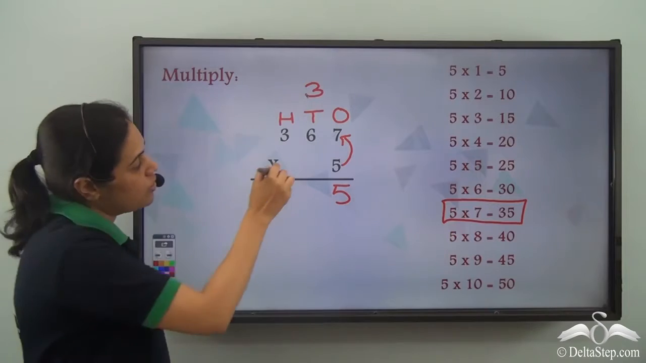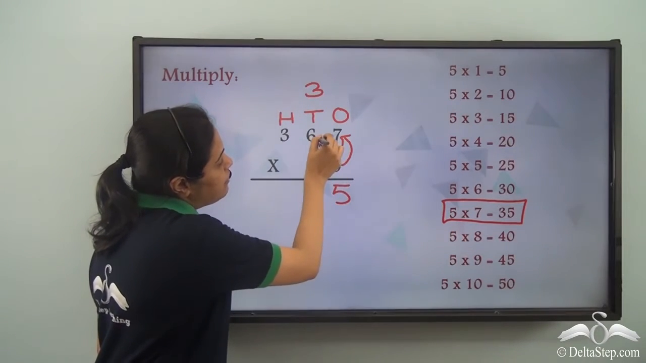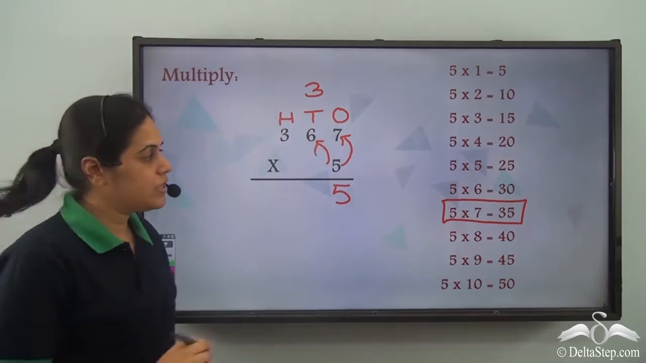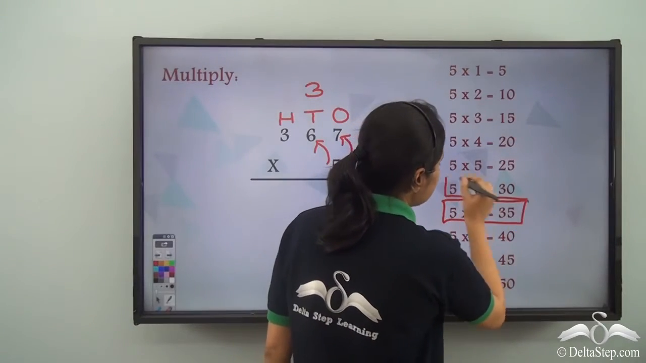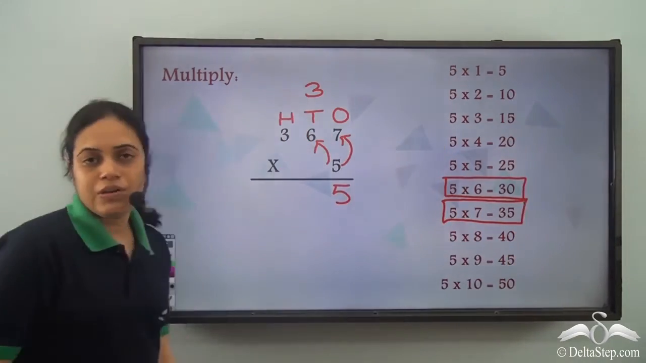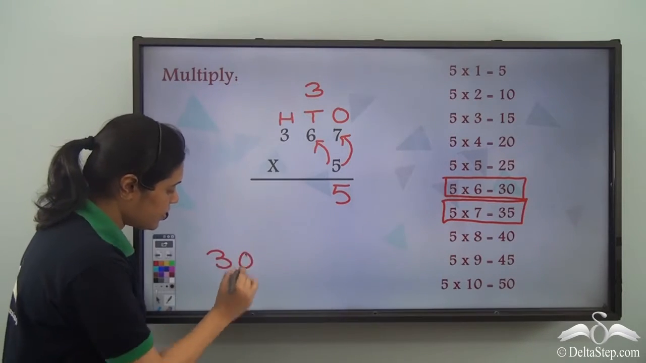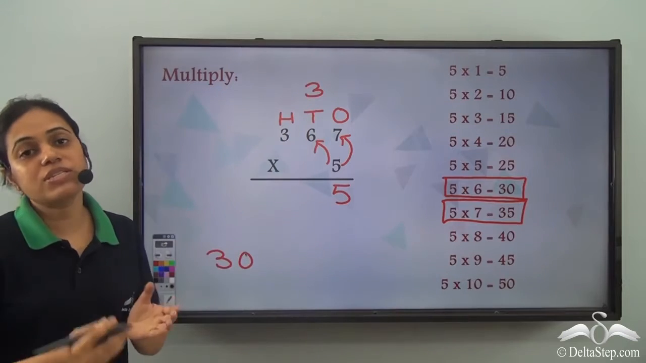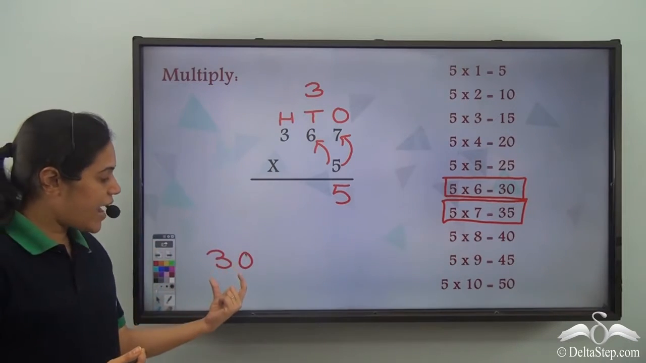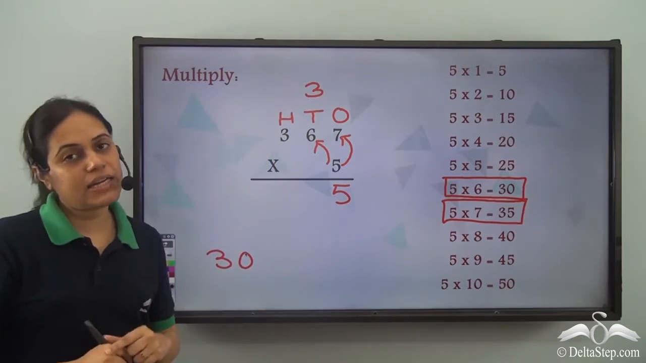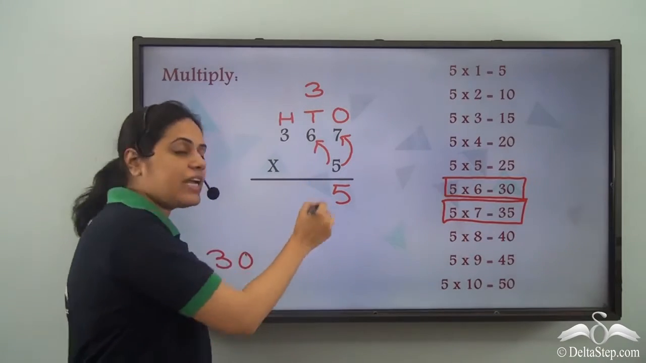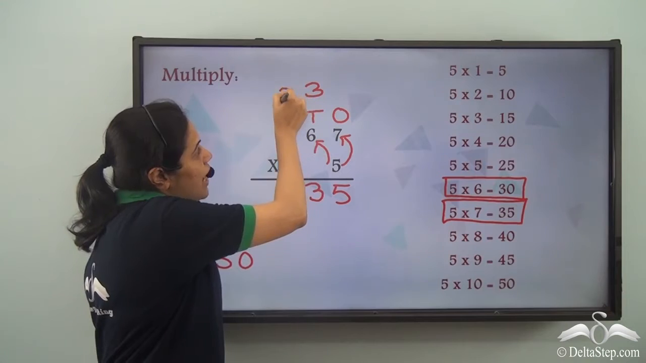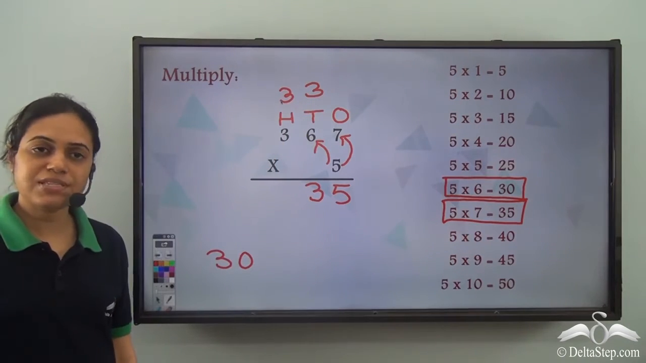Now what do I do? I multiply 5 by 6, which is the digit in the tens place. Now 5 into 6 is 30. And to this 30, I need to add this 3, which was carried over. So if I add 3 to 30, I get 33. But once again, I cannot write 33 here. So I write 3 in the tens place and 3 is carried to the hundreds place.